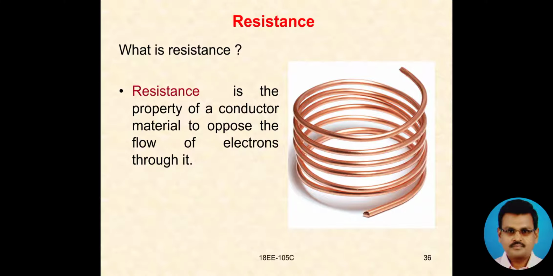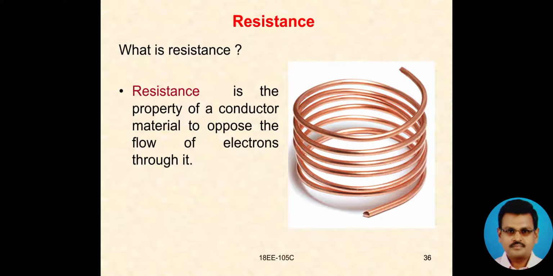If you take one copper wire, copper material, it also has some resistance, but compared to other materials, it has less resistance. Less resistance means, as I said, that resistance is the opposition to the flow of electrons, where the flow of electrons is electric current. So we can say that resistance is the opposition for the flow of current.